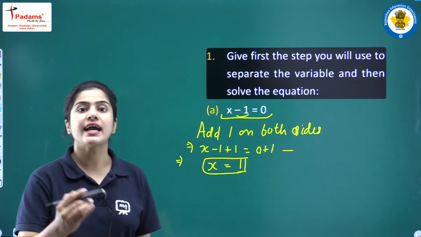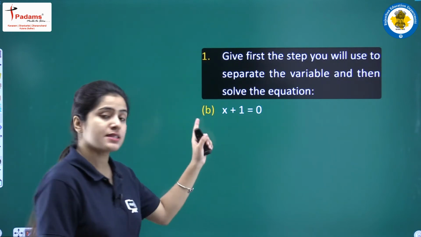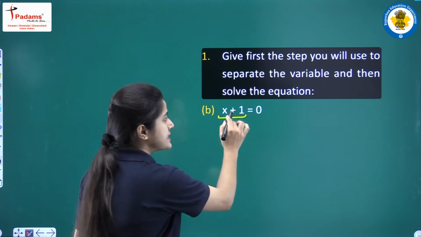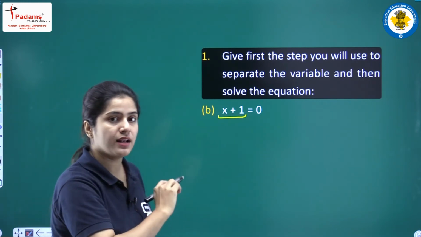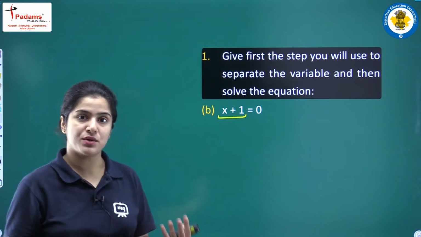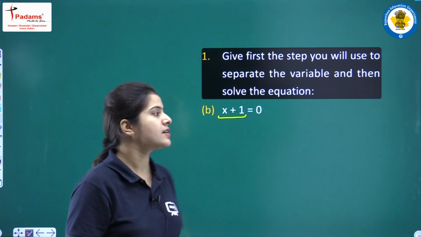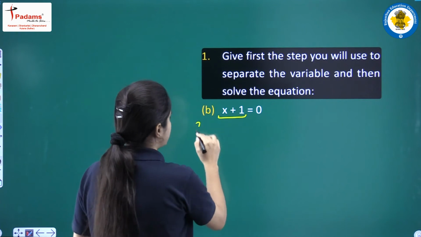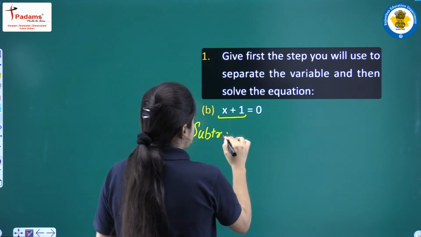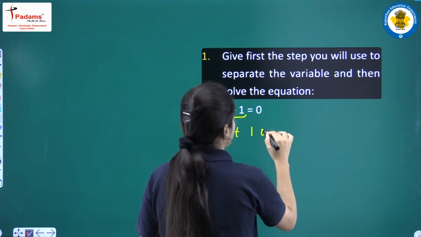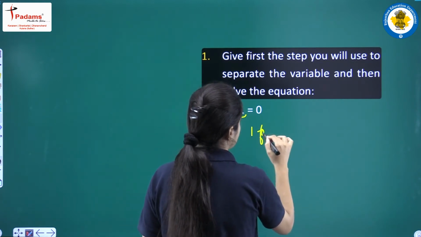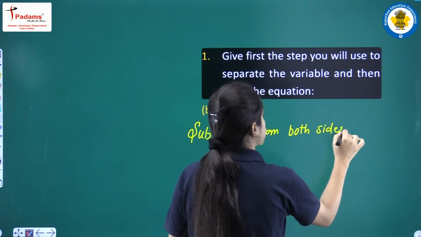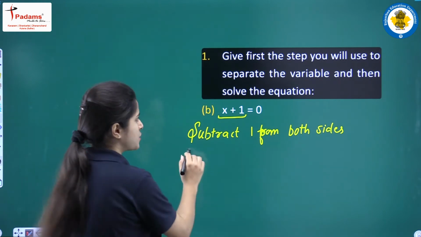Alright students, looking at the next question, this is a similar question, x plus 1 is equal to 0. Now 1 is in addition with x, the variable. We need to separate the variable and by separating the variable we'll solve the question. So x plus 1 is equal to 0. What will we do now? We will subtract 1 from both the sides, right students?